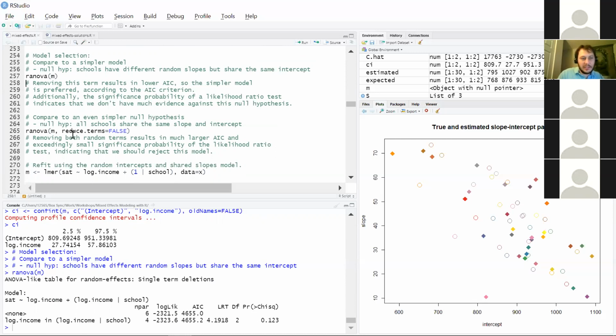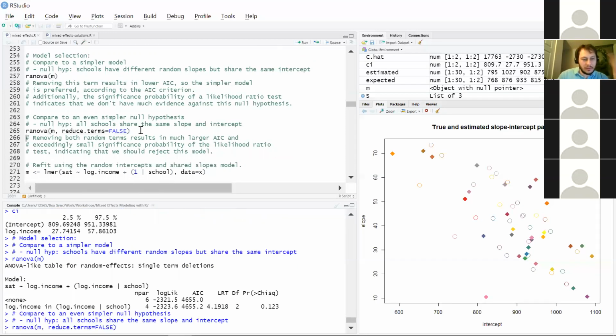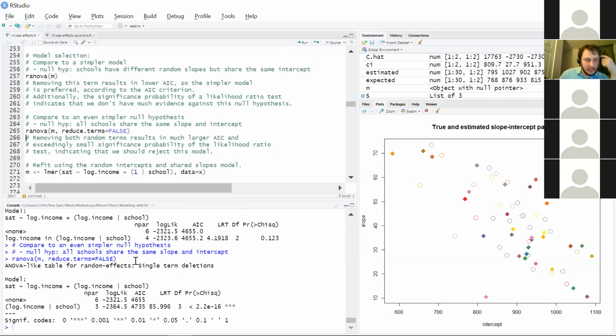So actually, let's do another form of this RANOVA. If you actually want to consider dropping log income, and also what happens if you drop log income and drop the C's and the B's, let's say. You can get that by doing reduce.terms equals false, and you can look into the help file for exactly why this is doing what it's doing.